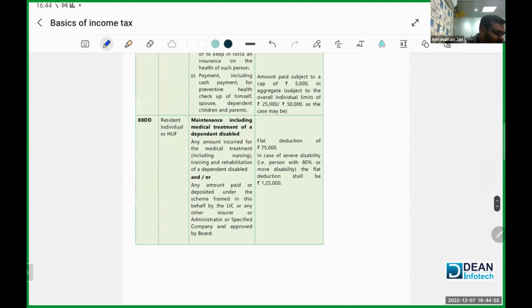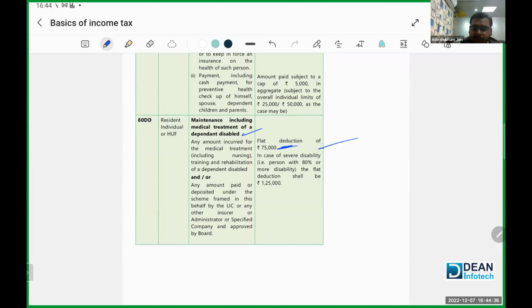80DD, this is a deduction for maintenance, including medical treatment of a dependent disabled. It means a person who is disabled and is dependent on you. Like if you are taking care of that particular disabled person, and the definition of disabled in the income tax law is like a person who cannot walk, a person who is not mentally stable, and there are various other conditions for the definition of disabled, and that type of person is dependent on you. And if you are taking care of that particular person, you get a flat deduction of 75,000 rupees.